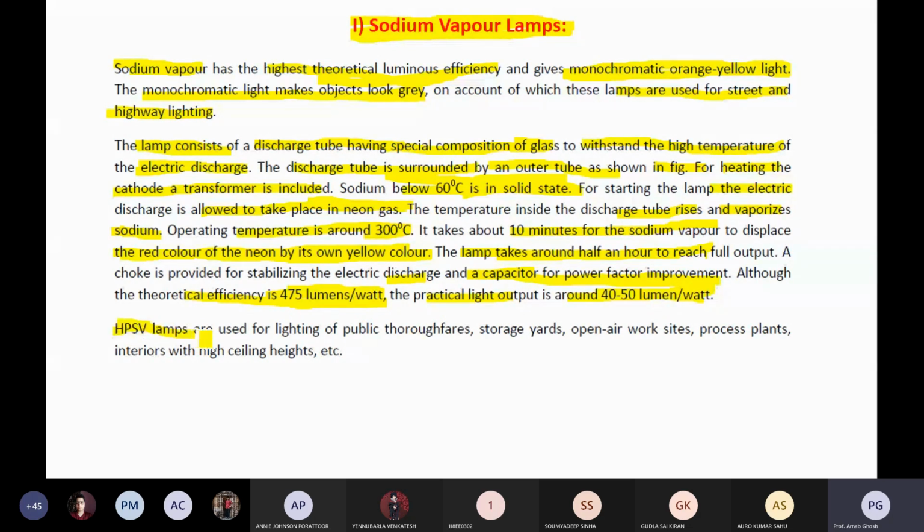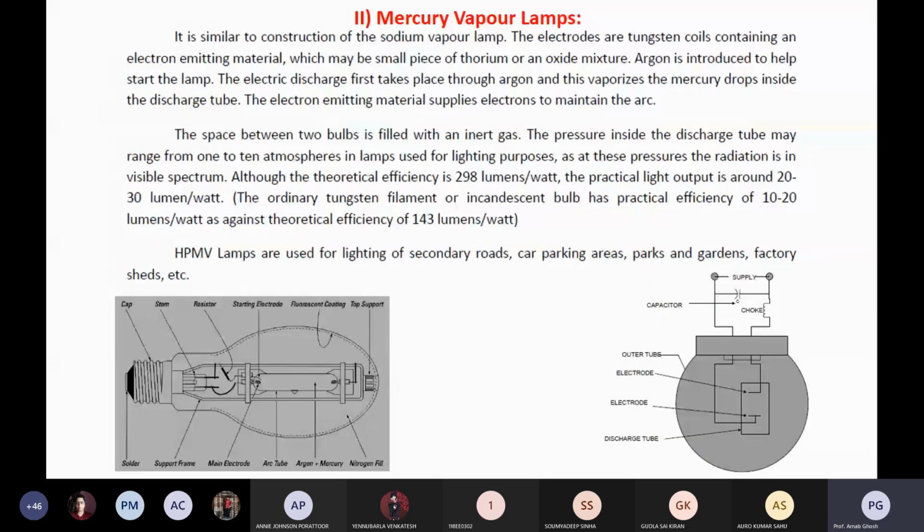The HPSV lamps are used for lighting the public. That means thoroughfares, then storage yards, open areas, work sites, process plants, and interiors with high ceiling height. So in all those cases you can use the sodium vapor lamp. I think all of you are able to understand. So very simple and informative ideas are there behind vapor lamps. Okay, sodium vapor. Then we are discussing the mercury vapor lamp.